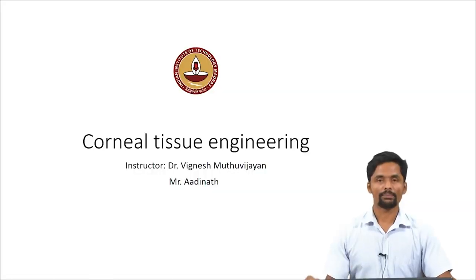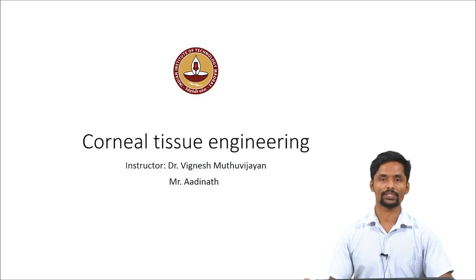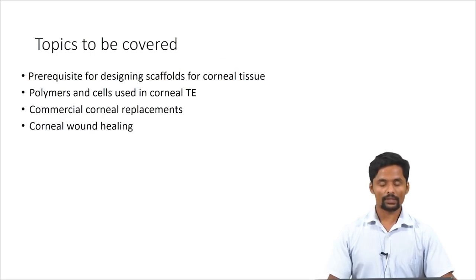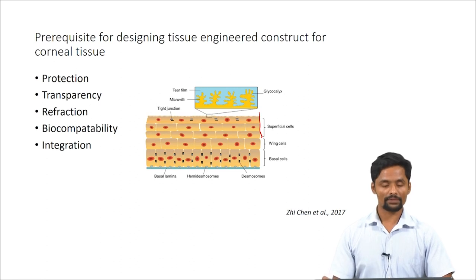Hello everyone. In the previous session, we have learnt about anatomy and other basic aspects of corneal tissue, and in today's session, we will talk about tissue engineering aspects of cornea. The topics that will be covered in today's session will be prerequisites for designing scaffolds for corneal tissue, polymers and cells that have been already used in corneal tissue engineering, and commercially available corneal replacements. Let's begin with prerequisites for designing tissue engineering scaffold for corneal tissue.